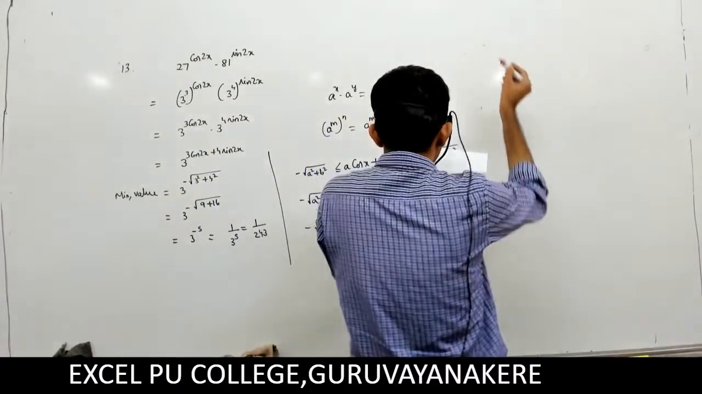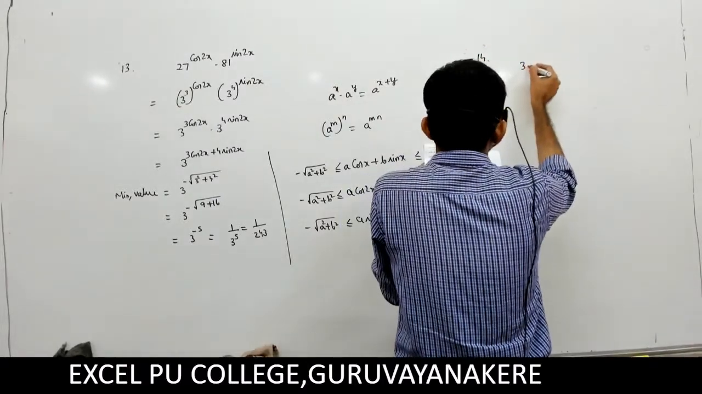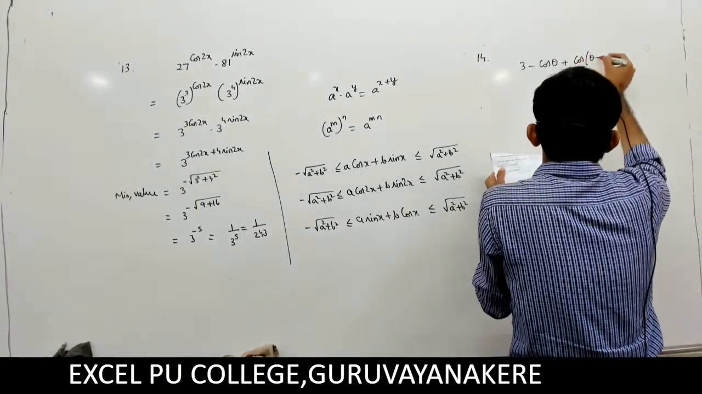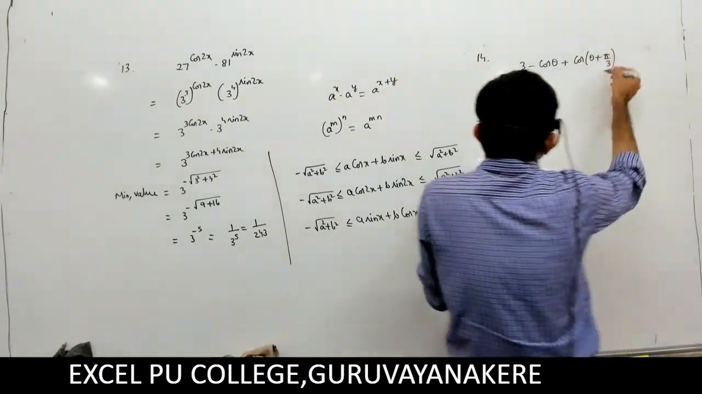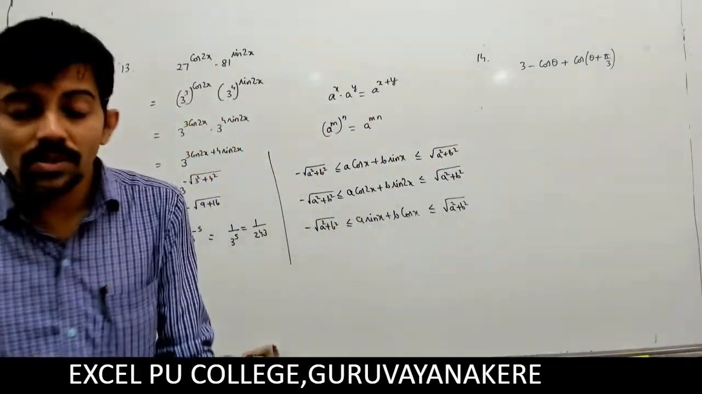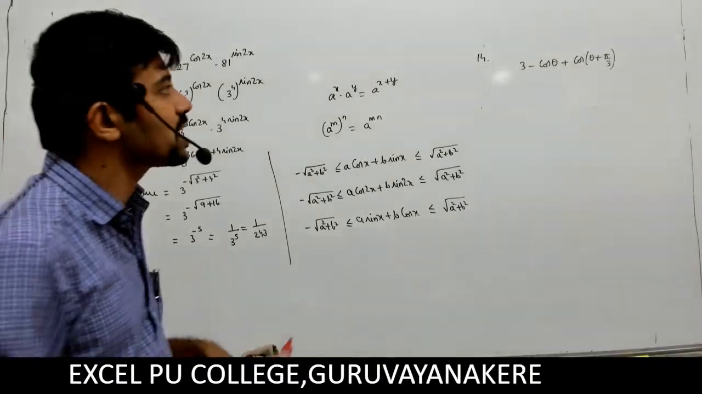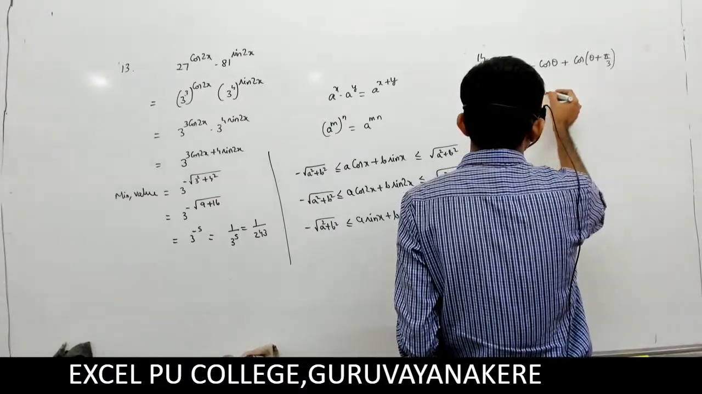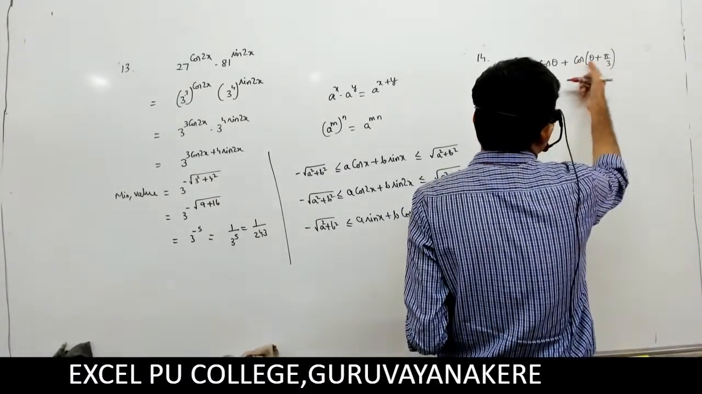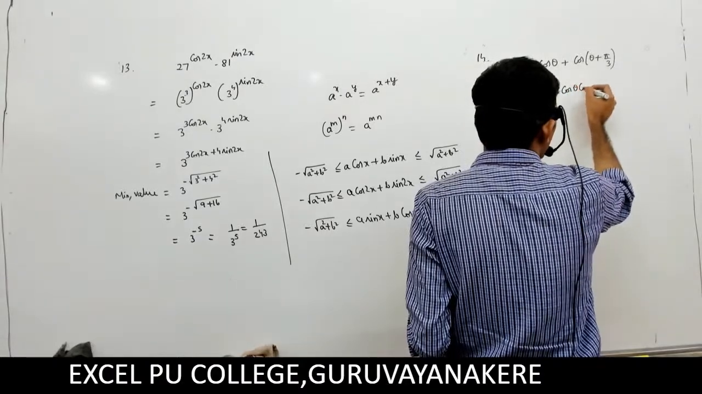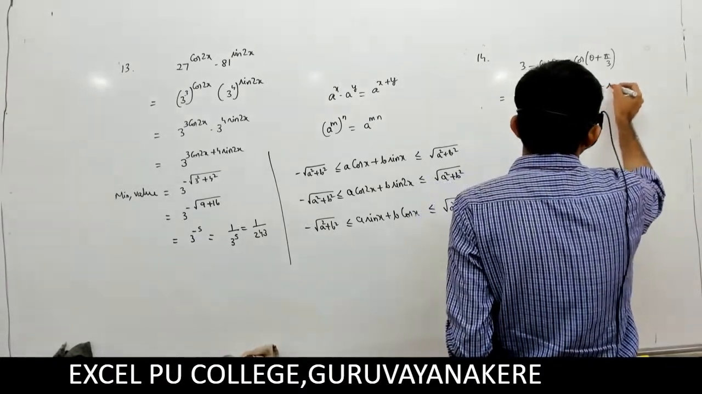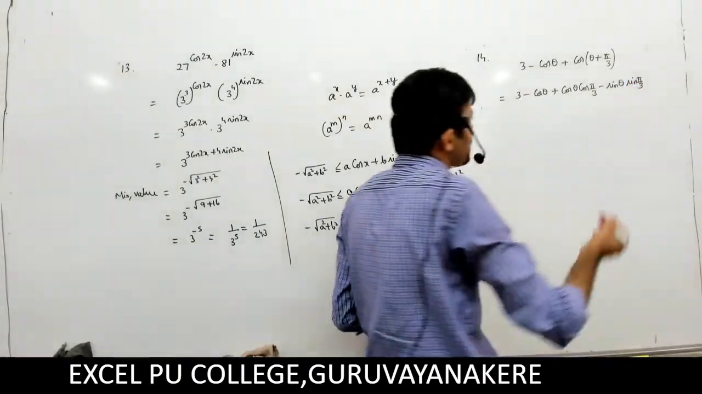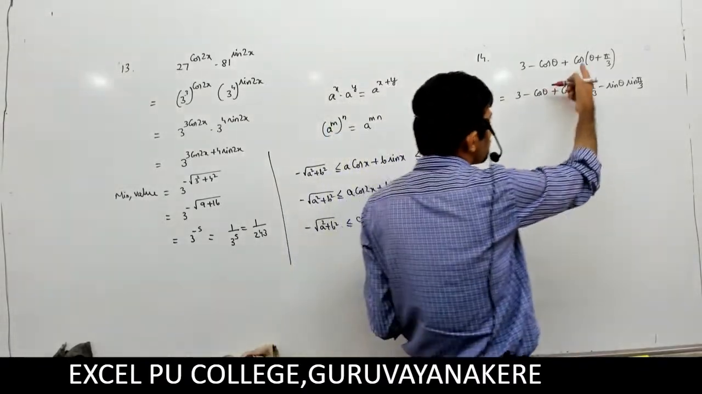For all values of theta, 3 minus cos theta plus cos of theta plus pi by 3 lies in which interval? From this we can write 3 minus cos theta, and here we simplify cos of a plus b. Cos of a plus b is what? Cos a cos b minus sin a sin b. Apply the formula, cos of a plus b.